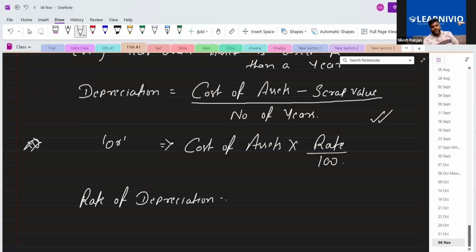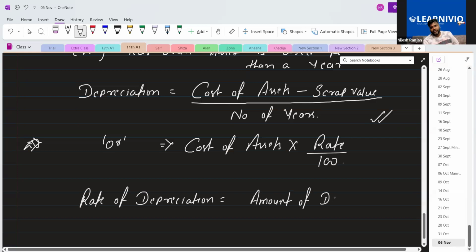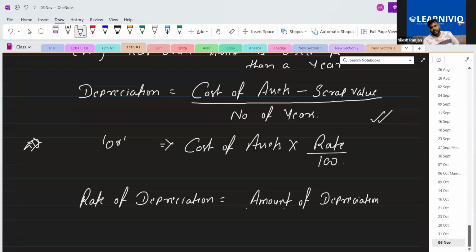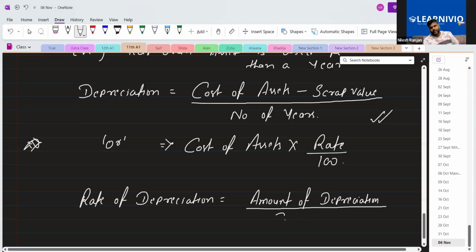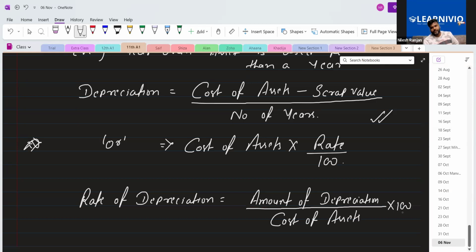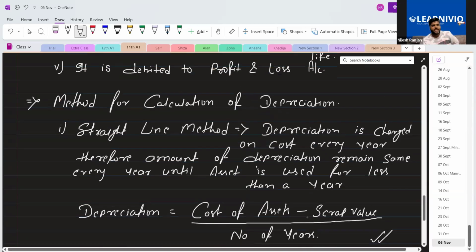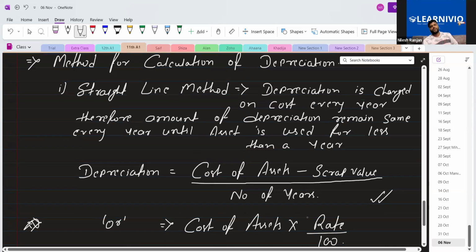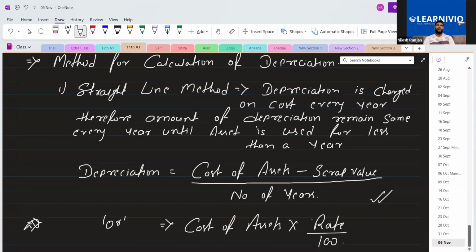So rate of depreciation equals amount of depreciation divided by cost of assets into 100. So this is the rate of depreciation formula. Please write this, then I will explain this with the example. Method for calculation of depreciation.